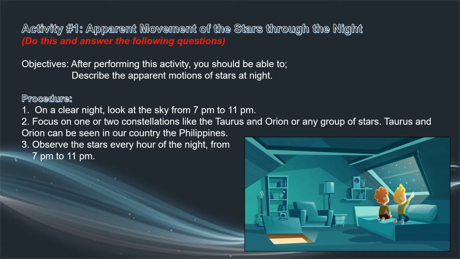So, for your task for Activity 1, procedure number 1: on a clear night, look at the sky from 7 p.m. to 11 p.m. Number 2: focus on one or two constellations like Taurus and Orion, or any group of stars on that night. Taurus and Orion can be seen in our country, the Philippines. Once you choose a group of stars or constellation, what you're going to do is observe the group of stars every hour of that night, from 7 p.m. to 11 p.m.